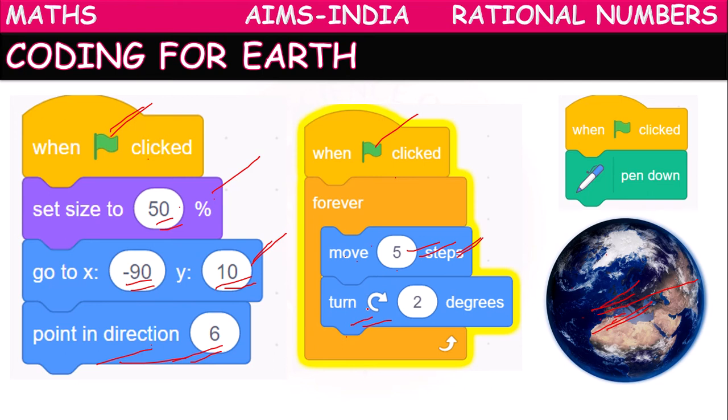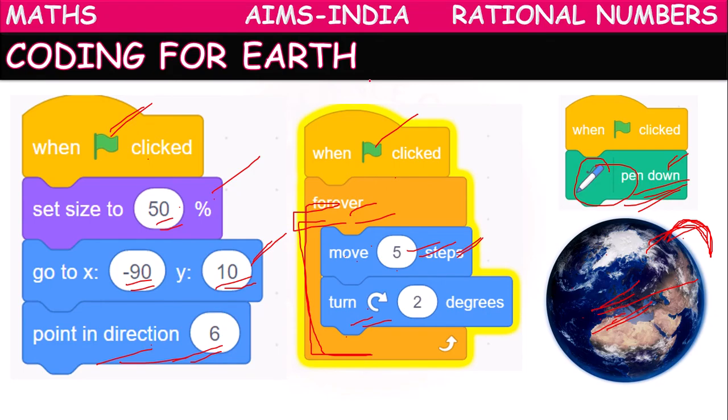So for moving and turning, this should happen continuously. It has to move around the sun and it has to move around itself. So these two are kept in a forever loop. Means these two things should happen continuously. And one more thing, while earth is moving along its movement, with the help of the pen tool, we have to draw a line. So for that, we are using the command called pen down.